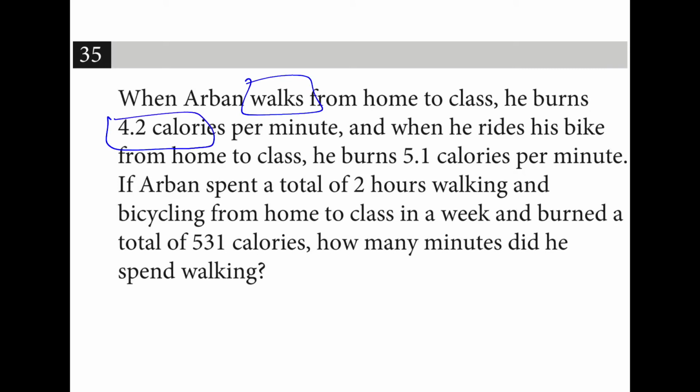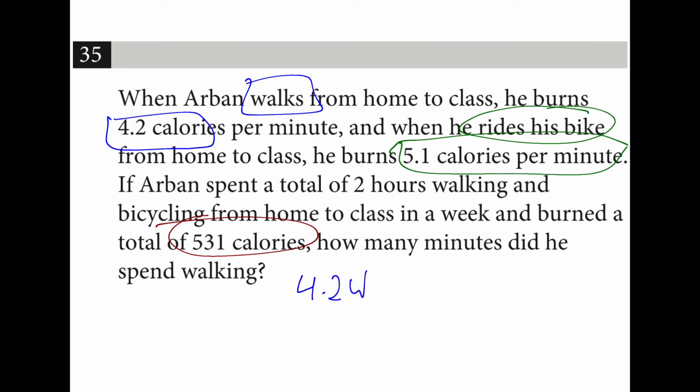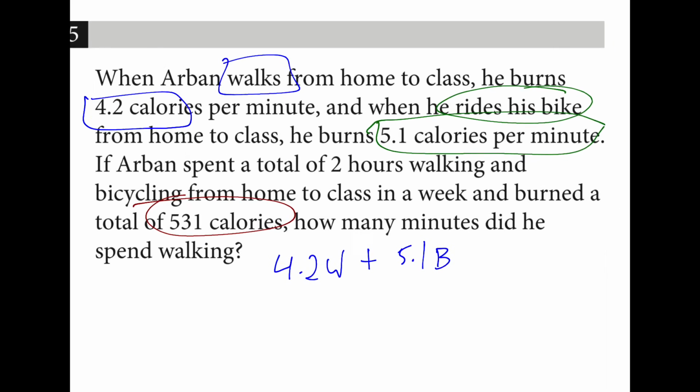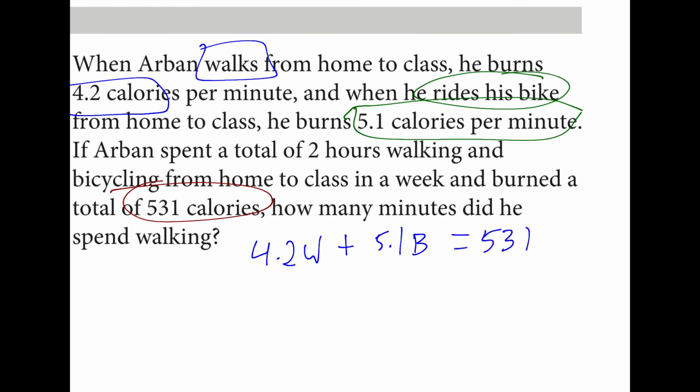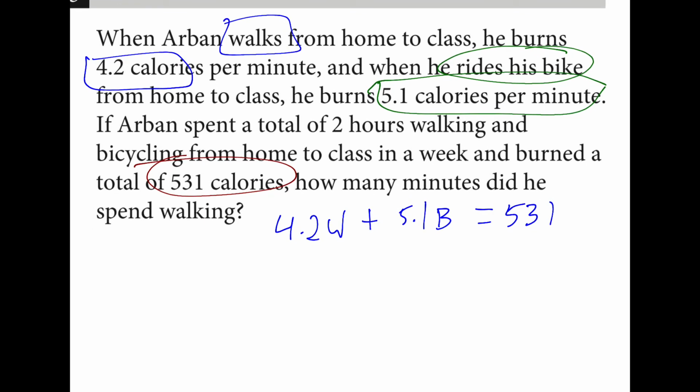Walking burns this many calories per minute. Riding a bike burns this many calories per minute. While we're sticking with calories, this is our total calories. So I could say 4.2 W plus 5.1 B, W for walk, B for bike, is equal to 531. Now those are the calories per minute, and it told me 2 hours. So W plus B is not going to equal 2, it's going to equal 120, because that's how many minutes we spent. And at the end here, they want you to solve for W.